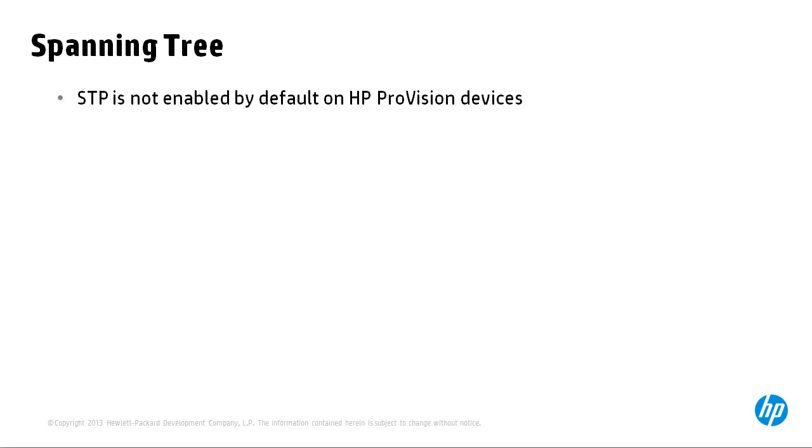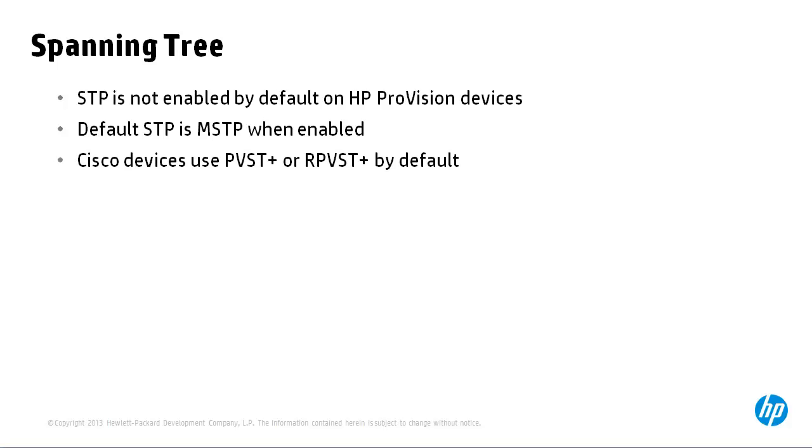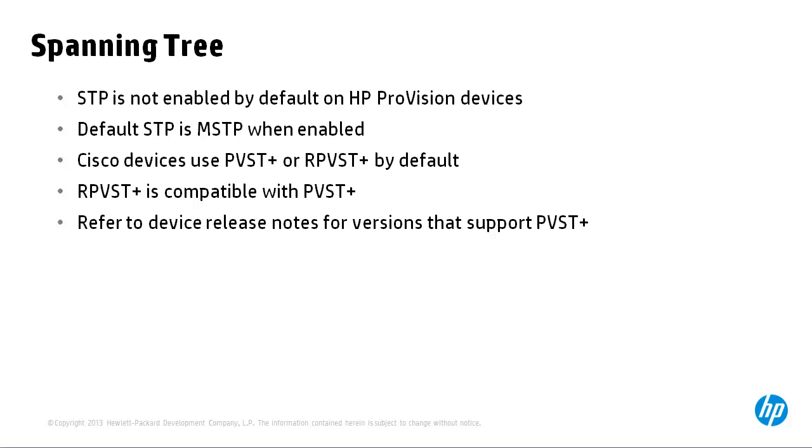Spanning tree is not enabled by default on HP ProVision switches. When spanning tree is enabled, the default spanning tree used is multiple spanning tree. Cisco devices use PVST or rapid PVST by default. Rapid PVST is backward compatible with PVST. Please refer to the device release notes for specific versions that support PVST.